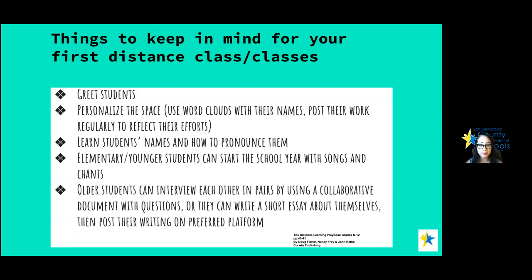And perhaps for elementary students or younger students, feel free to start the year with songs and chants and share time. You know, how was your summer? Start building that rapport with them. And maybe for older students, interview each other in pairs and collaboratively create a document with questions, or they can write an essay, things like that. So just different ideas where you can build on.